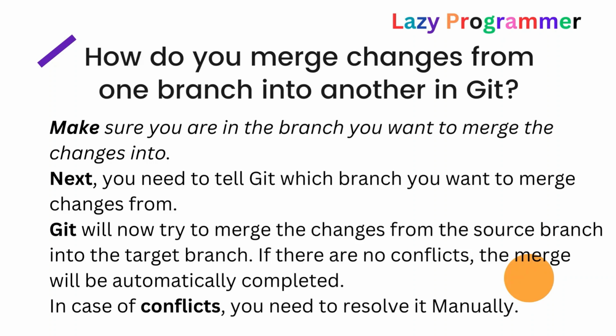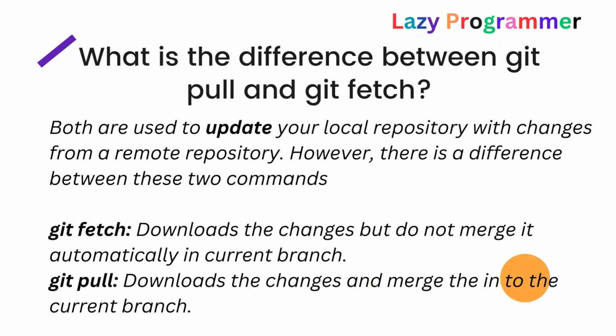To resolve conflicts, you can use some text editors or Git tools to manually edit the conflicting files and choose which changes to keep. Once you have resolved all the conflicts, you can save the changes and commit them to complete the merge. And the next important question is, what is the difference between git pull and git fetch?